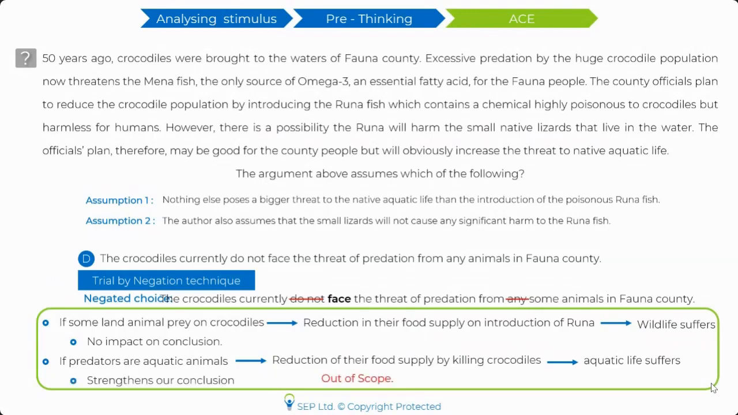In one portion, there is no impact. The other, it is kind of strengthening the conclusion. Therefore, this is not an assumption, clearly not an assumption. So I hope you are clear with choice D, guys.